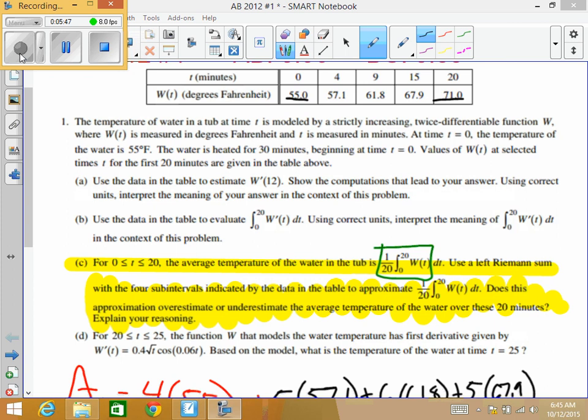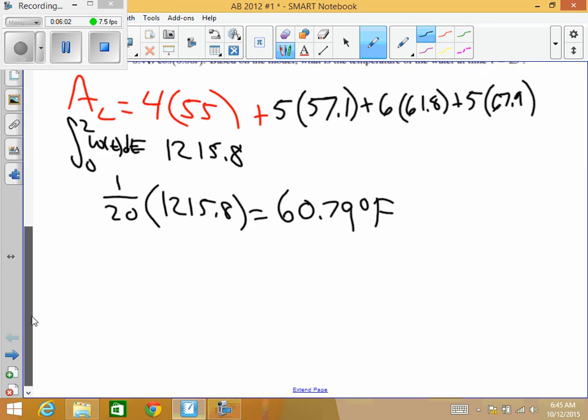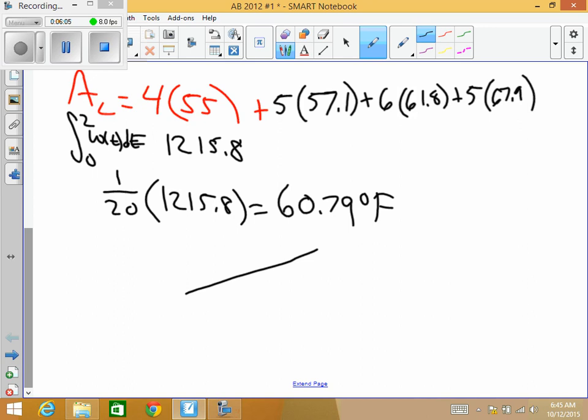The tricky part of C is, is this going to be an underestimation or an overestimation? Because this whole function is strictly increasing, let's think about what that means in terms of left rectangles. We have some strictly increasing function, and we make rectangles on the left. We can see pretty easily that those are going to be under approximations. So we should write something about that. The approximation is an underestimation because a left Riemann sum is used, and the function w is strictly increasing.